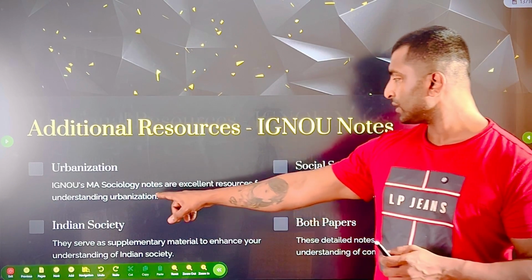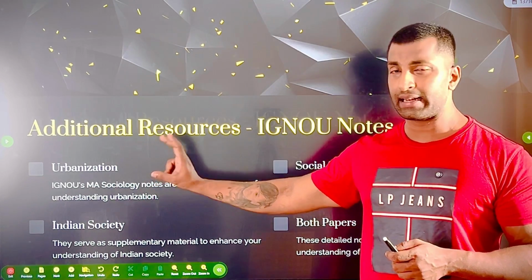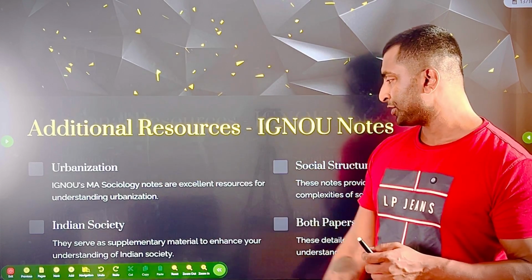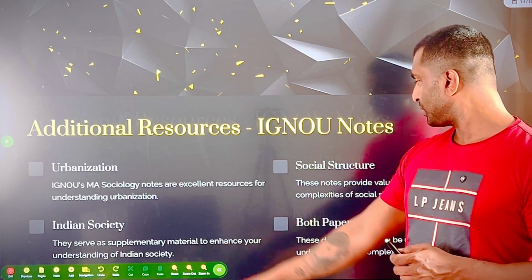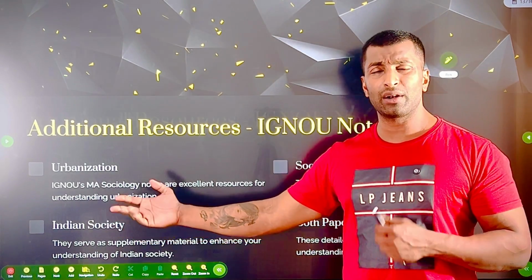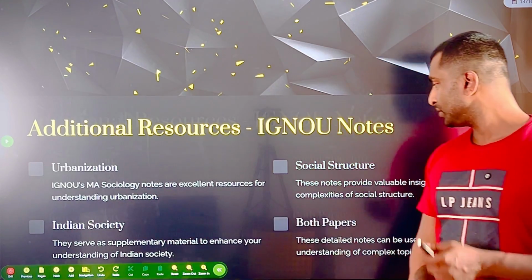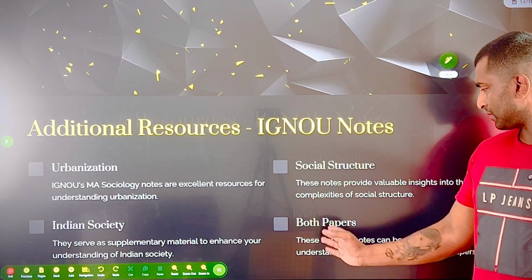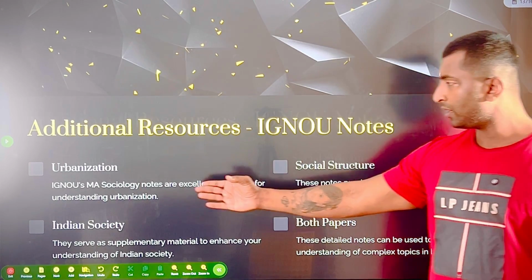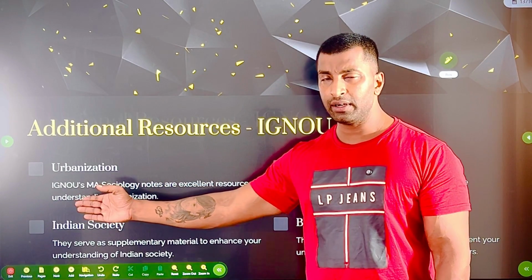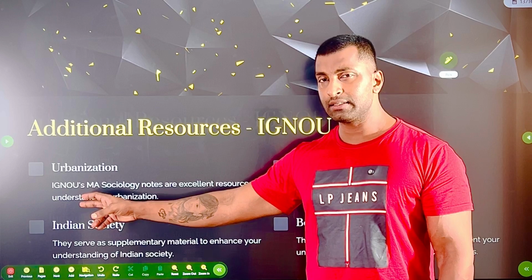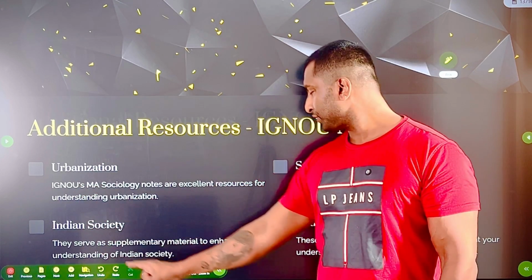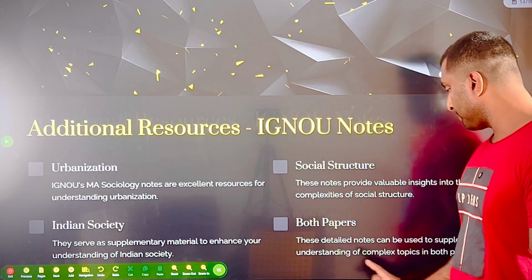Now IGNOU sociology notes, again for selective topics like urbanization. And for Indian society also you can do that. For social problems you can go with Ram Ahuja, that could be a good source. For these topics, IGNOU material is enough, very good. Some selective topics you can read from this. For paper 1 also, some of the topics, this will help actually.